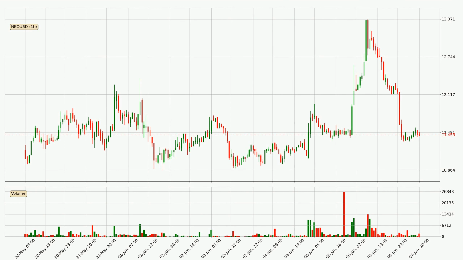Looking at the NEO hourly time frame, the price moved quickly to the downside with around 12.2% in the last 24 hours, with a current price of 11.5. On the other hand, this move wasn't very strong because the volume wasn't very high.